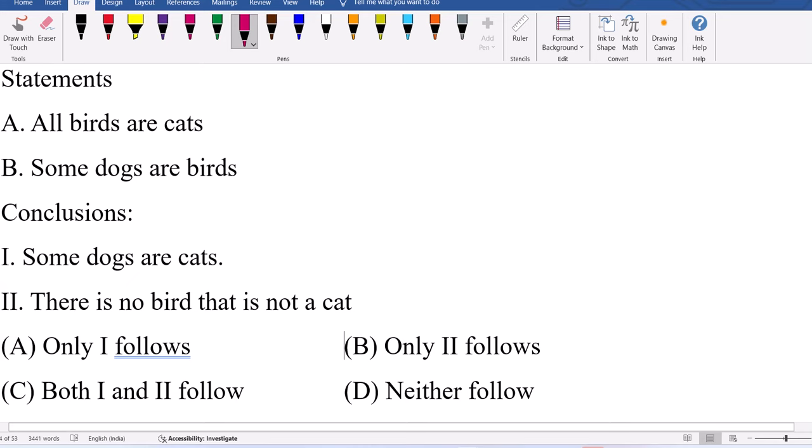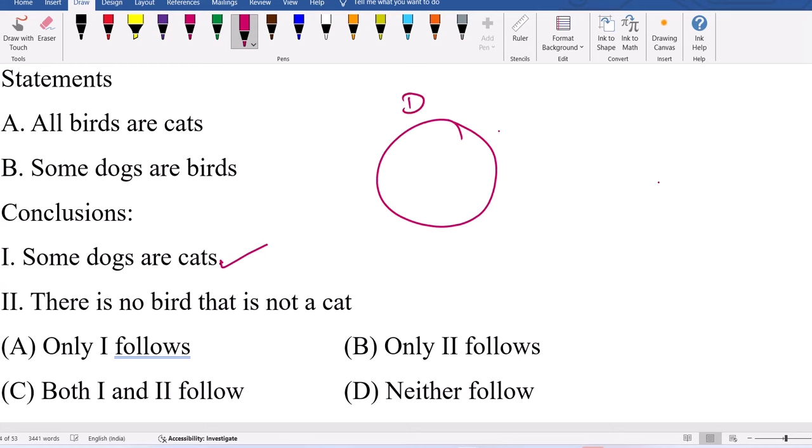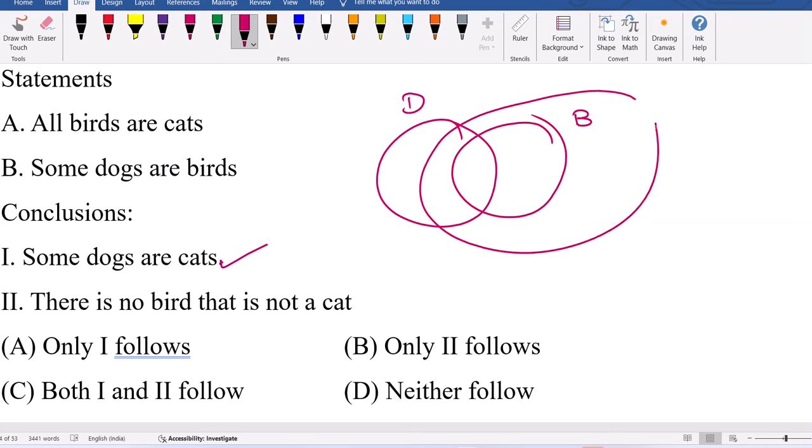All birds are cats, some dogs are birds. Related conclusion. Definitely, the first conclusion is correct. Some dogs are birds. All birds are cats. So some dogs are cats is definitely true. The first one is definitely true. There is no bird that is not a cat. Yes, the second also, because see, all birds are cats, as per the given statement, there is no bird that is not a cat. Yes, that's directly related to the given one, no?